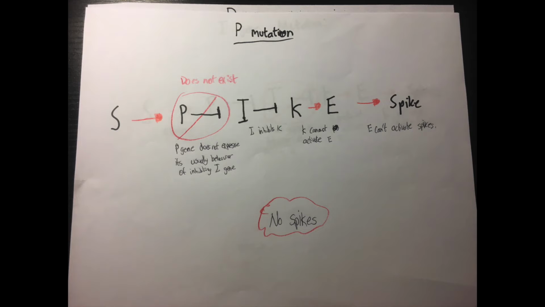Now we look at the developmental network with a P mutation, which means that the P gene will not express its usual behavior. Its usual behavior would be inhibiting the I gene, which it won't do. If it doesn't inhibit the I gene, that means I can inhibit K, and K cannot activate E, meaning that there will be no production of spikes.